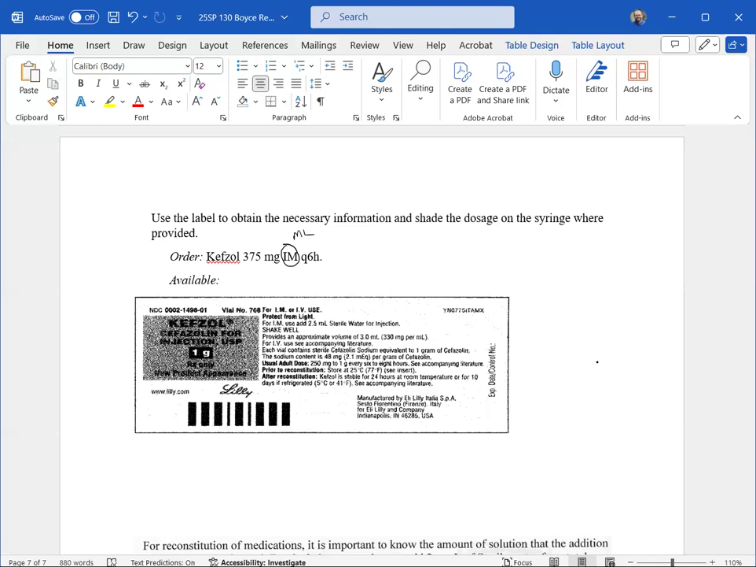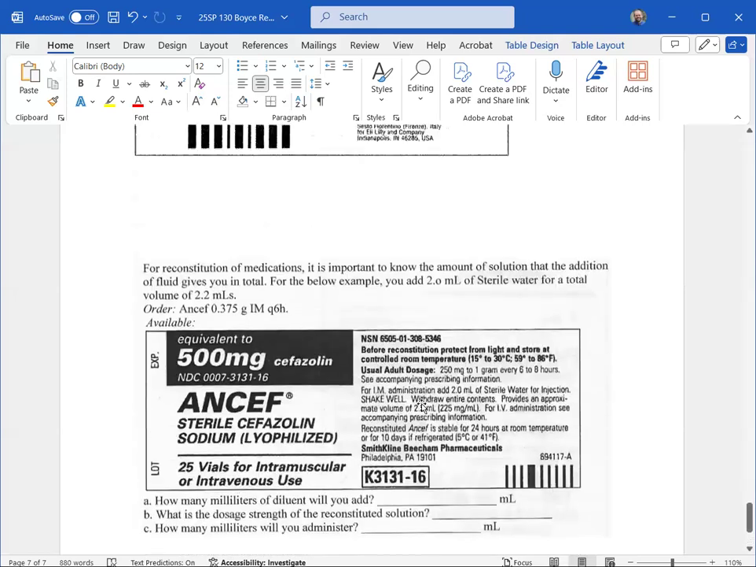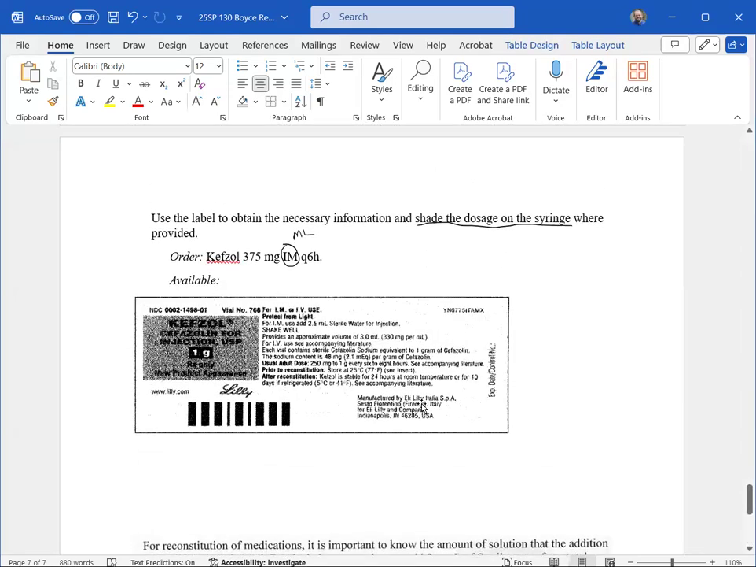The other thing is if they tell you to shade the syringe. Now, I didn't include the syringe in this. But if they ask you to mark the syringe, once you get your answer, mark the syringe. That's another indication that it's milliliters. I know you don't always get told what to solve for, but that's how you know.